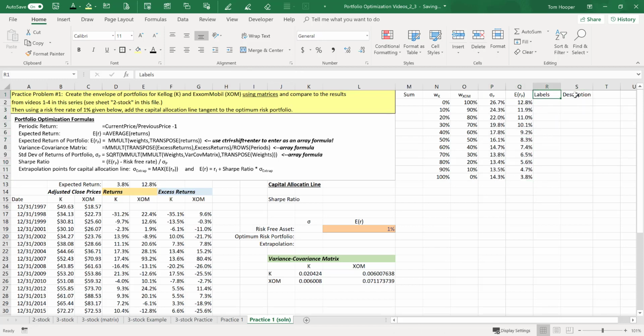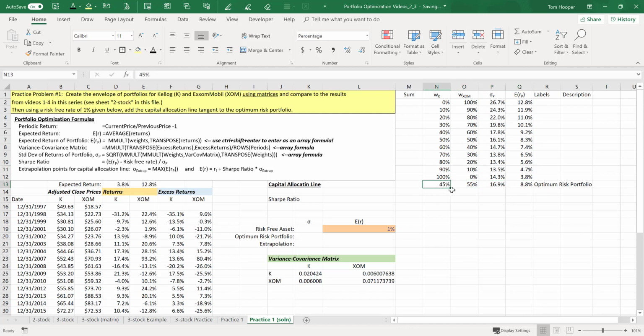We could do labels and descriptions. For this chart, it's not required, but one that would be important would be to talk about the optimum risk portfolio. And let's just guess a number. Let's assume 45%. Notice that when I hit Tab, Excel filled in all the formulas just by copying down. It saw that all 11 of these were the same, and it took a guess and filled those in for me.